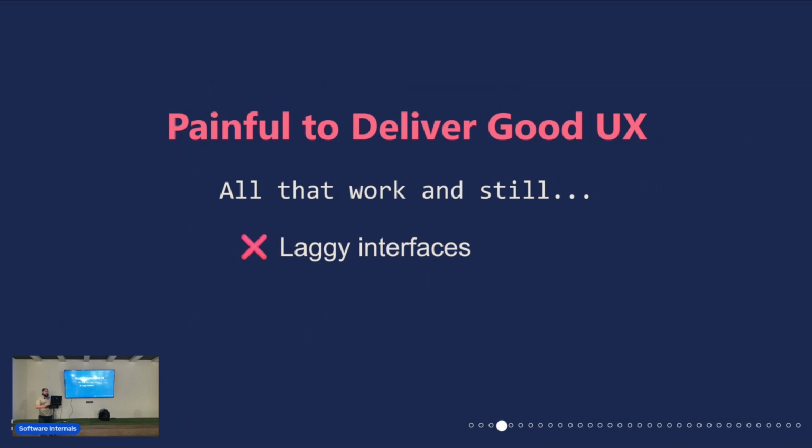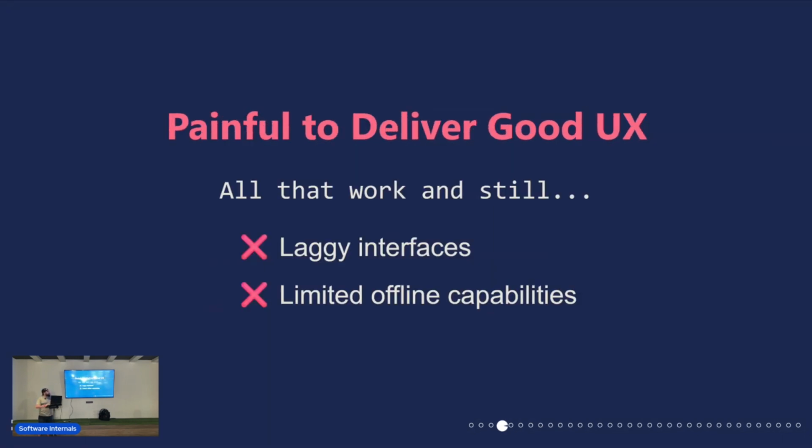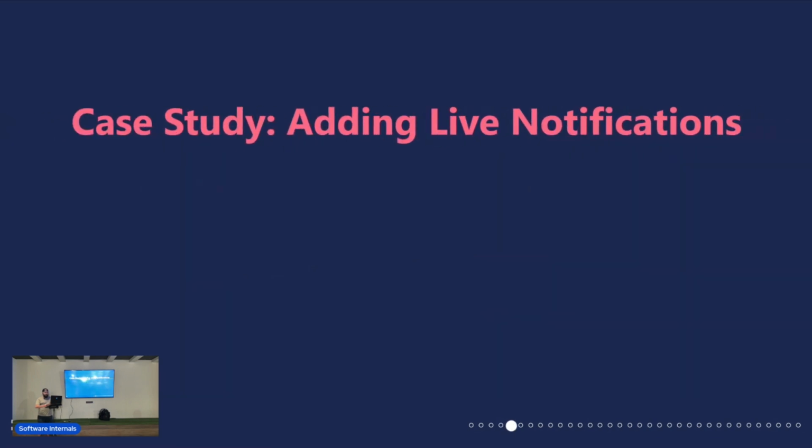And it's still, you get laggy interfaces, you get UI that doesn't respond quickly to changes, or you have to wait for the server. You get limited ability to have applications work offline, even if it's temporarily. And so case in point being, you have a traditional web app, and now you want to add notifications in the UI so that user A doing something shows up for user B.